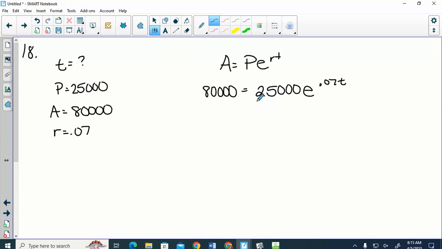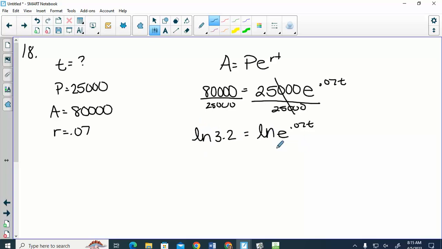So first step here would be what? Divide. We're trying to get to the T, so we have to get rid of this 25,000. All right, 80,000 divided by 25,000. Okay, if I'm trying to solve for T, what do I do next?